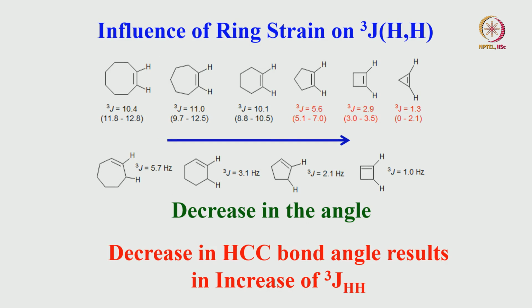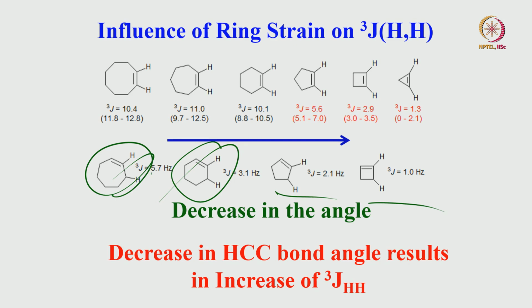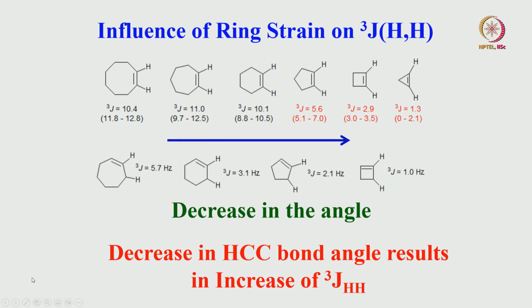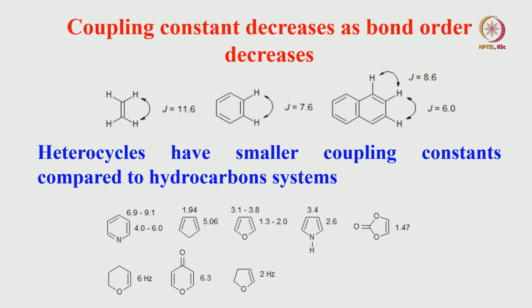And also it depends upon the bond strain, as the angle keeps on decreasing. Look at this: a 7 membered ring, then 6 membered ring, 5 membered and 4 membered ring. Here the coupling is quite large, of the order of 5.7 hertz. Here it is 3.1 and 1.1. You see, as you decrease the HCC bond angle, the coupling strength comes down. Coupling constant decreases with the bond order. Look at this one, this is 11.6, in this case 7.6, in this case 8.6.